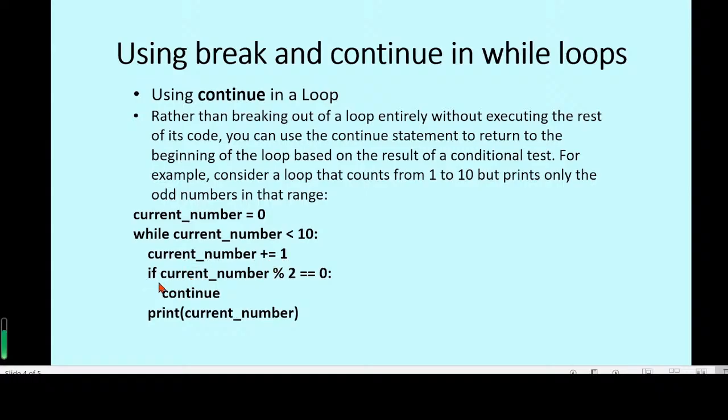Then we test if this number modulo 2 equals 0, which means it is an even number, then it will continue. So continue will go back to the while loop without running the rest of the code in the while loop, but not stop this while loop. Just skip the rest of the code and go back to the while loop. So if it is an even number, we do nothing, just go back to the while loop. But if it is not an even number, it's an odd number, then we print this number and go back to the while loop also.